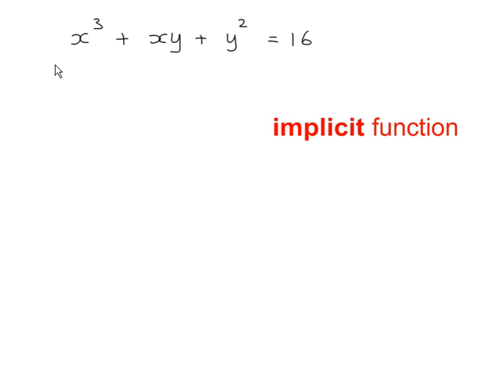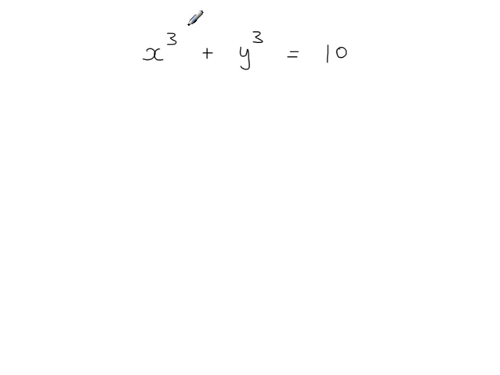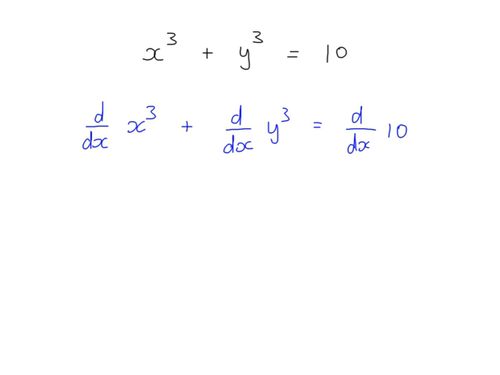We can still differentiate implicit functions and then work out the gradient of a point on a curve, tangents, normals, stationary points, and so on, as long as we follow some basic rules. Let's have a go at differentiating this function with respect to x. So differentiating each term with respect to x.